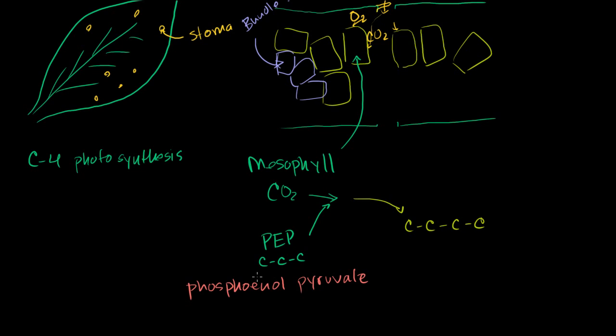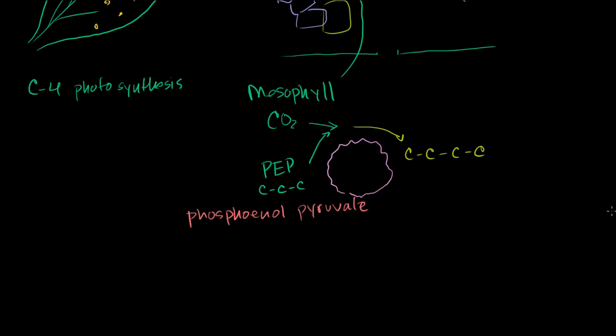And this reaction right here is facilitated not by rubisco, ribulose bisphosphate carboxylase oxygenase. It's facilitated by a different enzyme. And this is the key. This is the key for C4. So this is a different enzyme. This is called PEP carboxylase. Let me write it down. PEP carboxylase, and that's a fitting name.